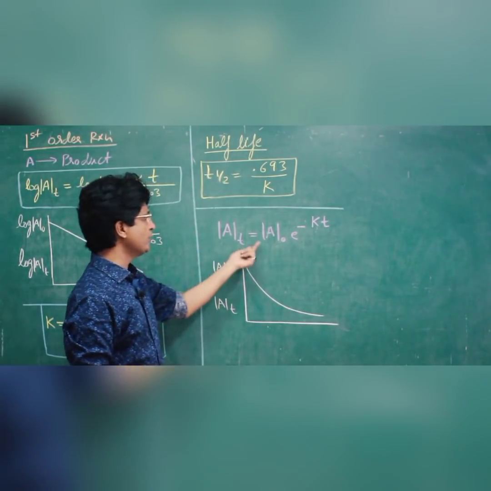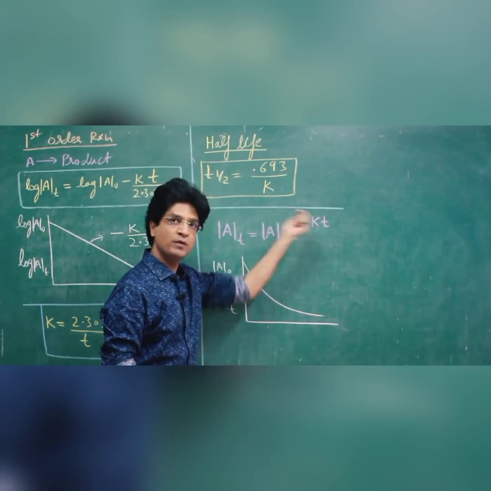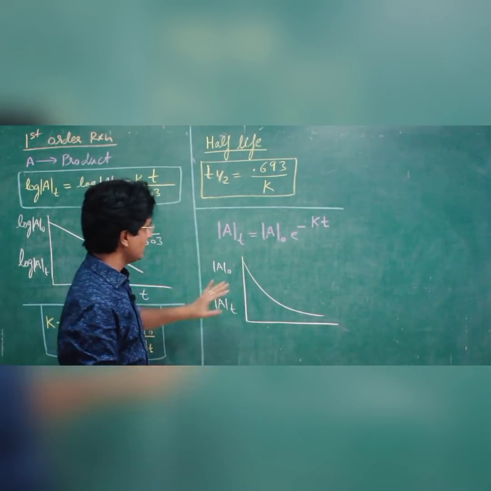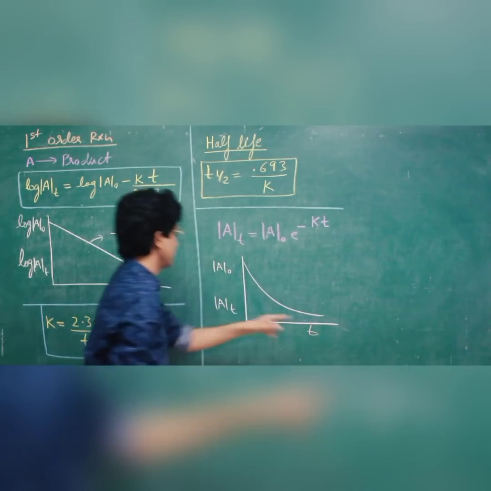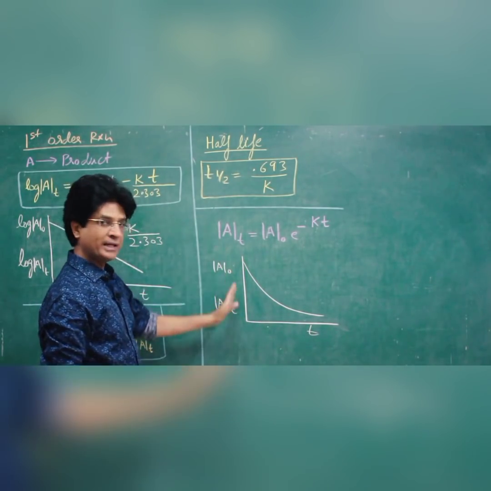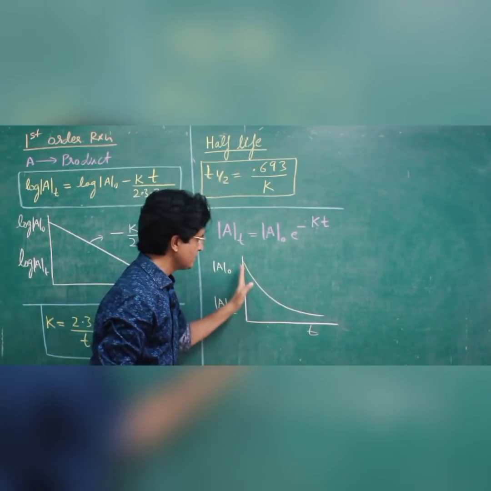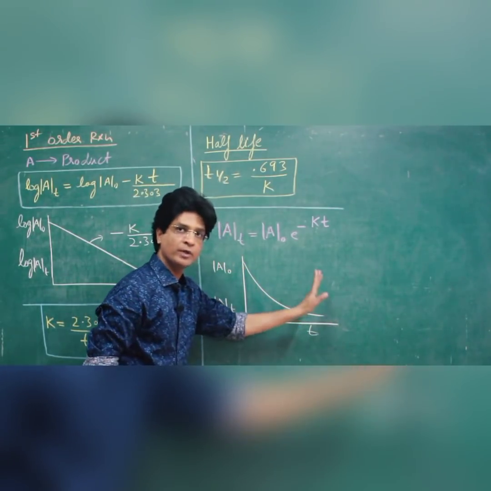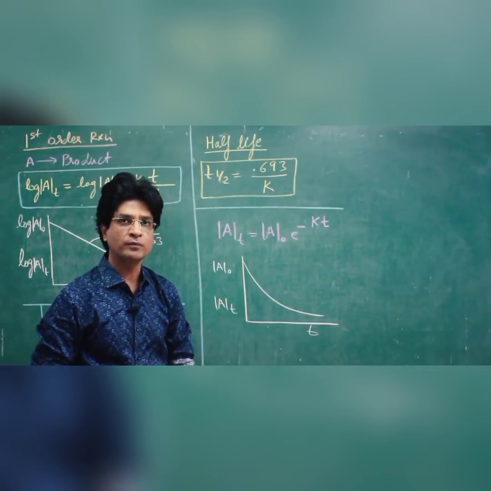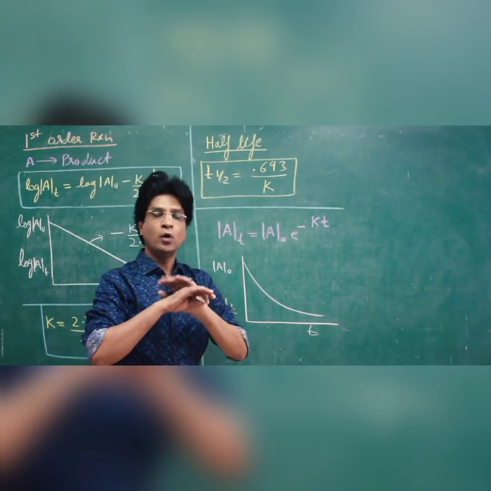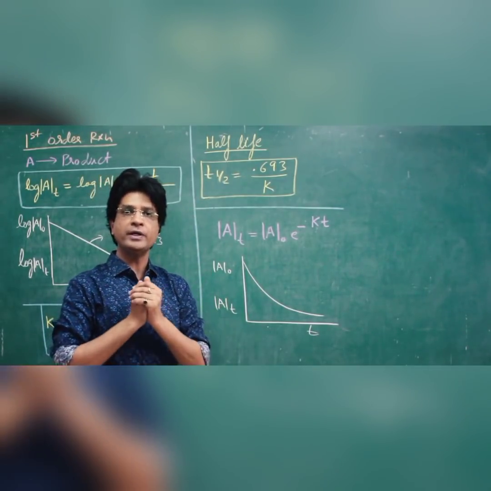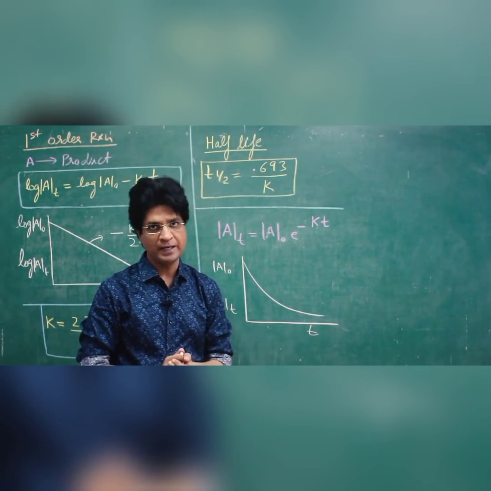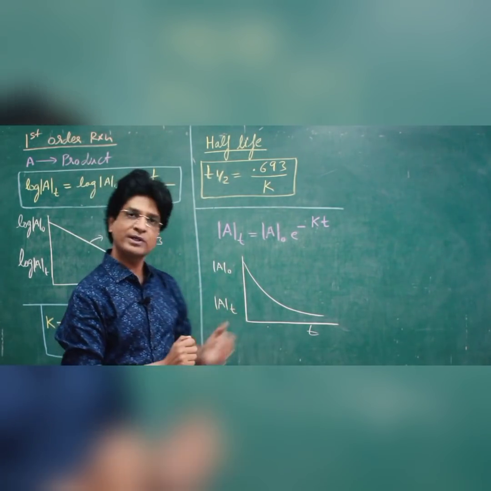This is A(t) = A naught into e to the power of minus kt. When you plot the graph with t on the x-axis and A(t) on the y-axis, you will get this graph. This graph is never going to meet this axis. Remember that. The best examples of first order reactions are all radioactive reactions. All radioactive reactions are first order reactions. Now let us do some questions on this.